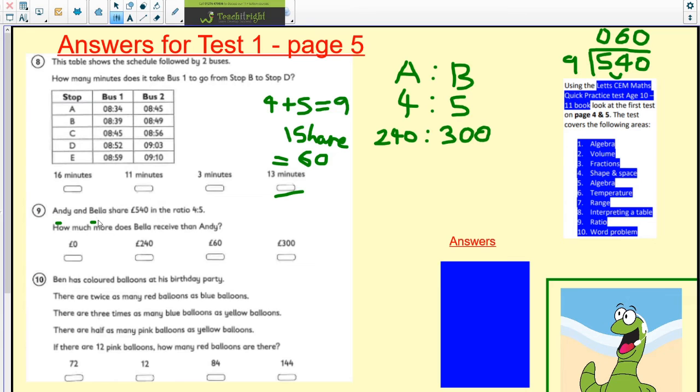So how much more does Bella get than Andy? Well, the difference is one share, so the difference is 60. So final answer 60. Again, take a moment to pause that. You might have to re-watch that if you're not sure. That's fine. Remember, it's on YouTube. You can watch as many times as you want.